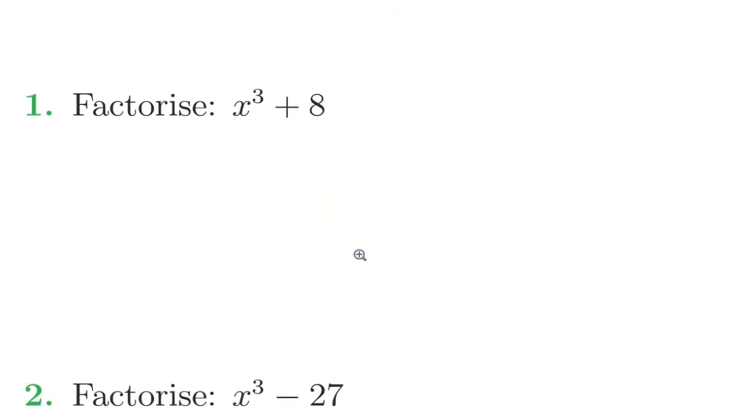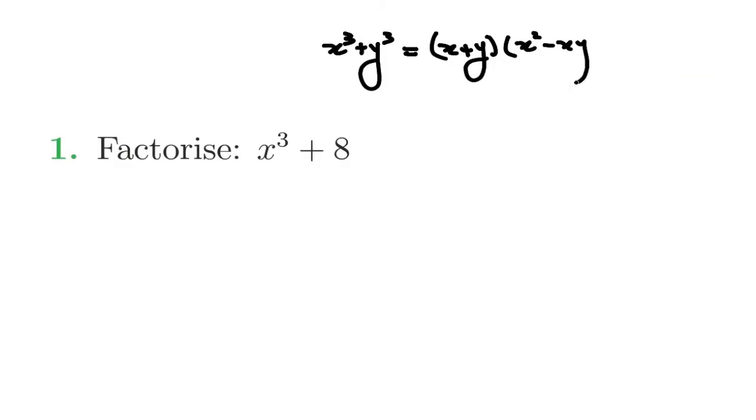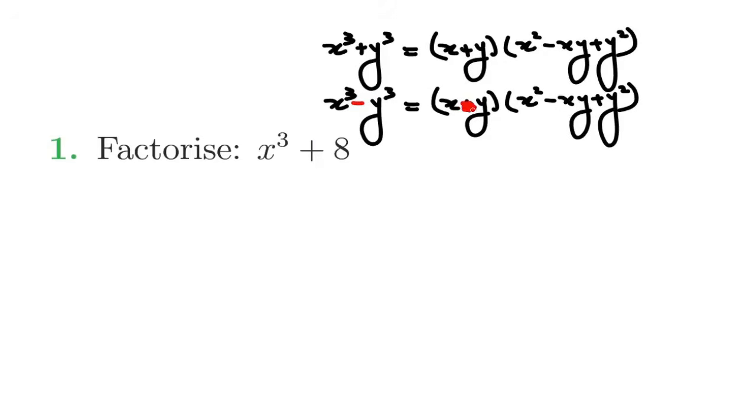Now with our first question, x cubed plus 8. First, let's talk about this. The expansion of x cubed plus y cubed is x plus y times x squared minus xy plus y squared. If this part is negative, the inside of the first parenthesis becomes negative. In the remaining parenthesis, everyone stays positive. So it turns into a plus here. So this is the expansion of x cubed plus y cubed. This is also the expansion of x cubed minus y cubed.